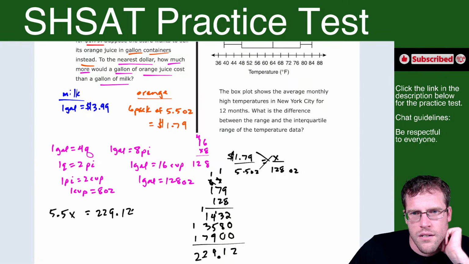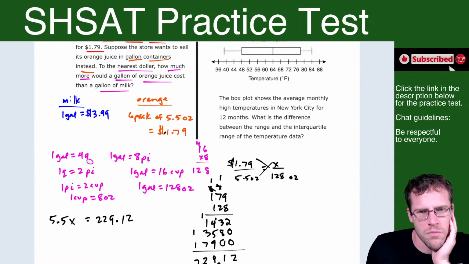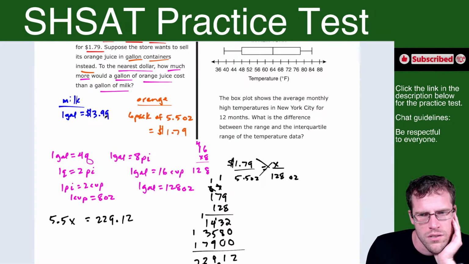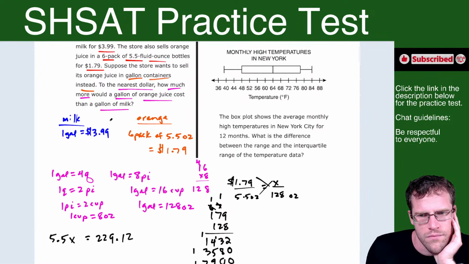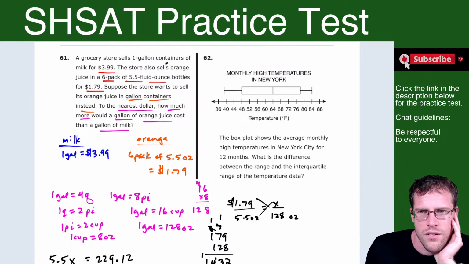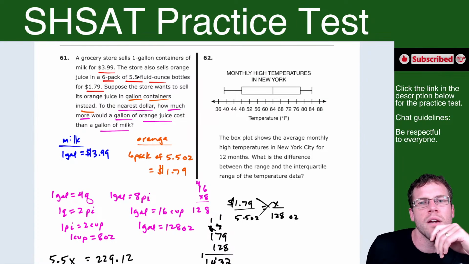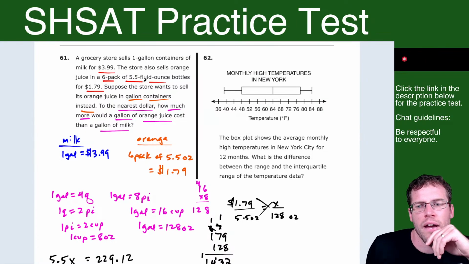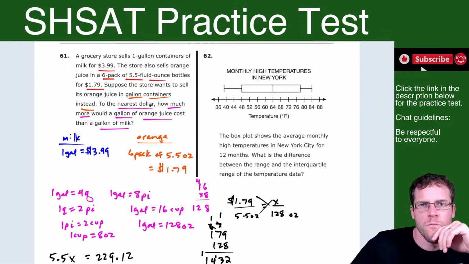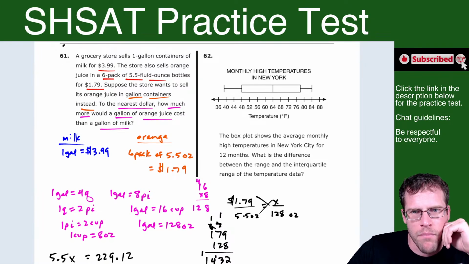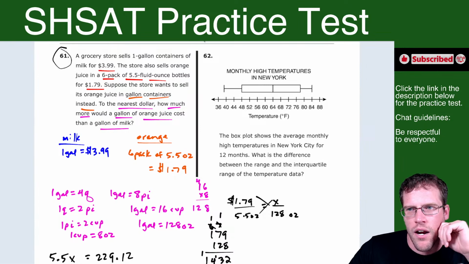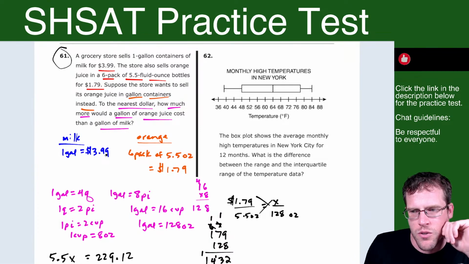Let's see. How much more would a gallon of orange juice cost than a gallon of milk? Unless it would be easier to multiply this. Let's just see. Oh, wait a minute. Ooh, there's a 6-pack. All right, so you know what I'm going to do? If I had a question like this, I'll come back to this one. This one's just annoying, so I'm just reacting to this question here.